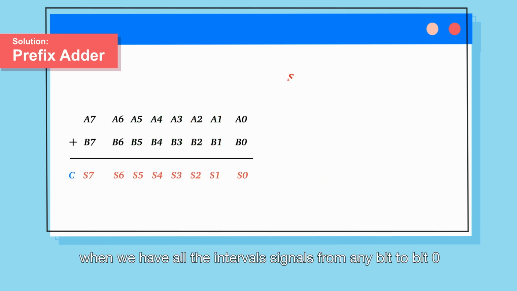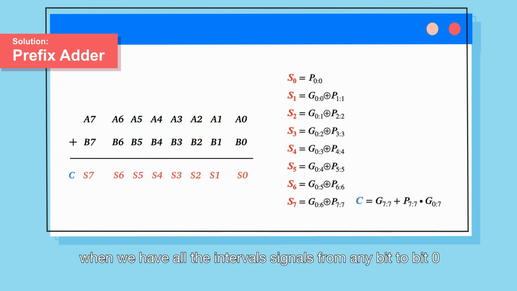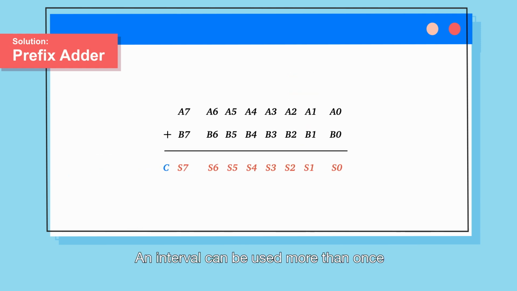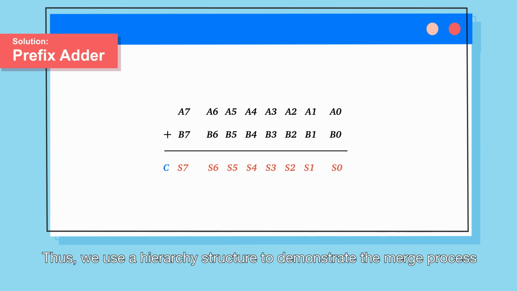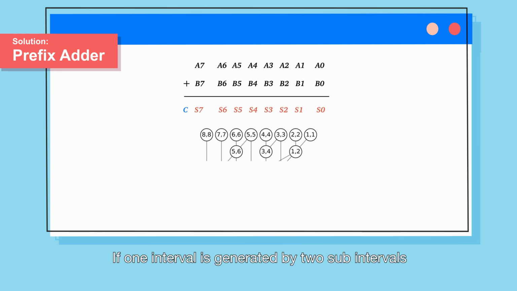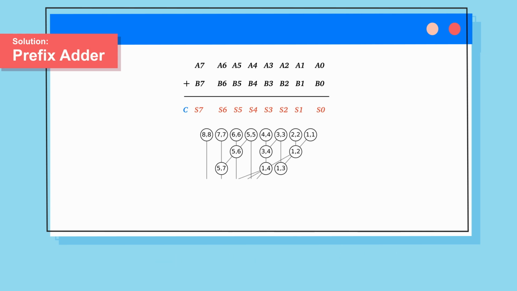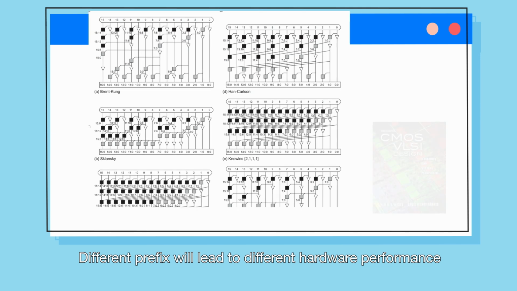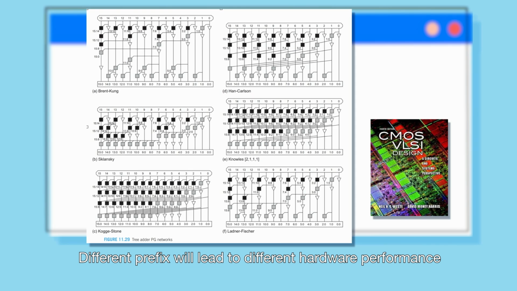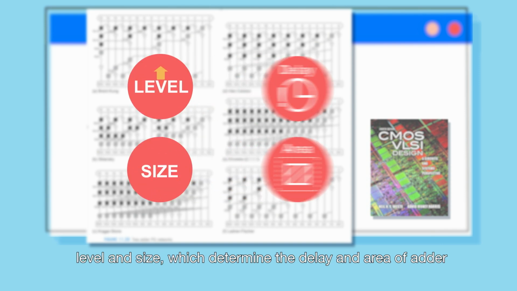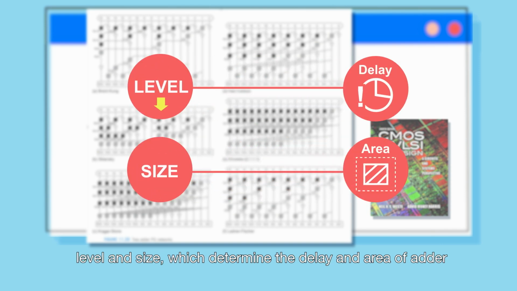Finally, when we have all the interval signals from any bit to bit 0, we can get the results of adders. An interval can be used more than once. Thus, we use a hierarchy structure to demonstrate the merge process. If one interval is generated by 2 subintervals, then they're connected by edges. The structure is also called a prefix tree. Different prefix trees will lead to different hardware performance. The main indicators used for scoring them are level and size, which determine the delay and area of the adder.